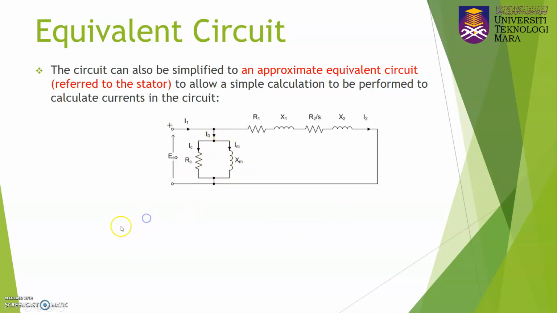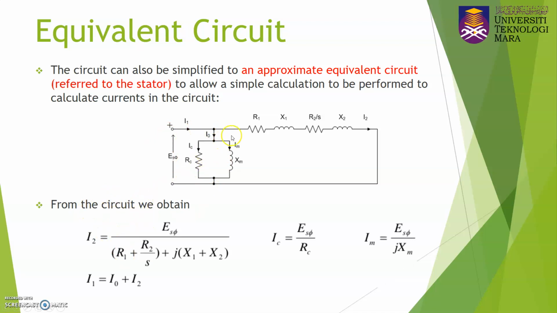In this case, here is I2, here is I1, and here is I0. How do you find the value of I1? I1 will be equal to I0 plus I2; you can just perform Kirchhoff's current law. In order to find the value of I2, you can apply the normal Kirchhoff's voltage law.